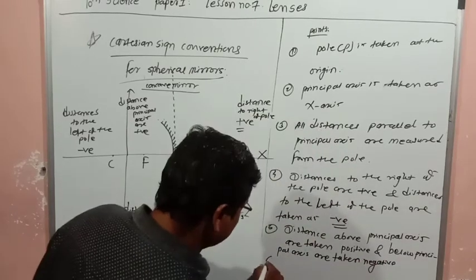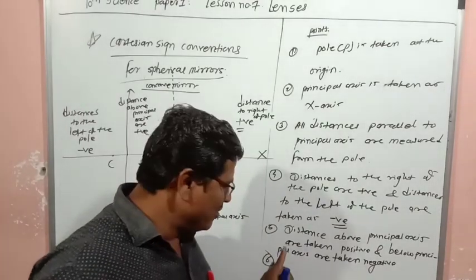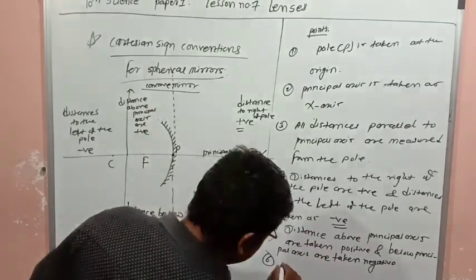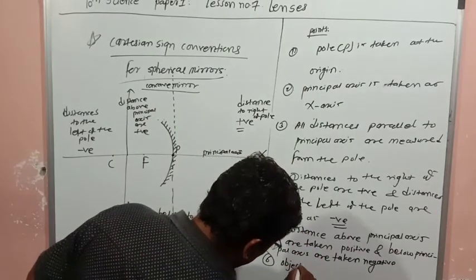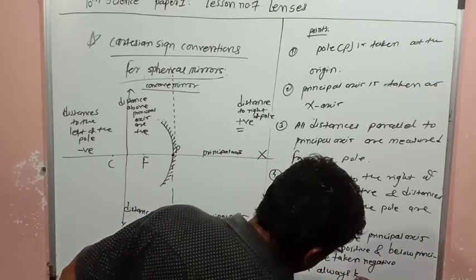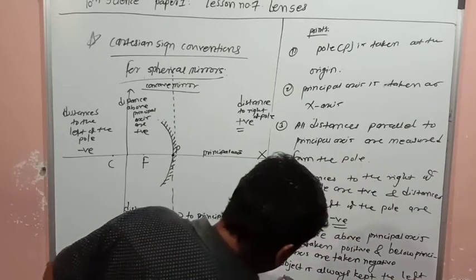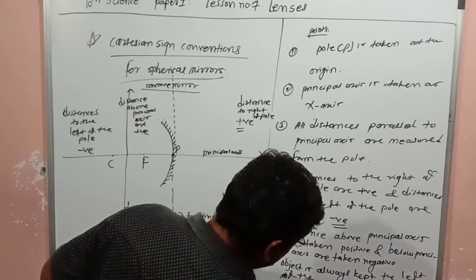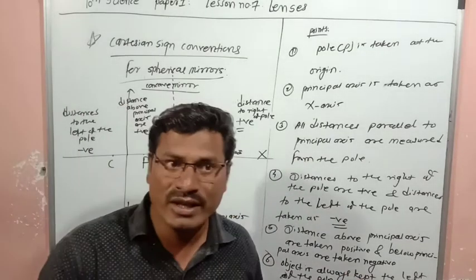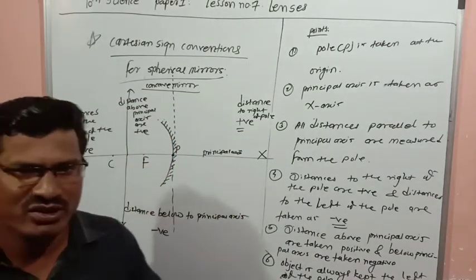And last, the sixth point is there. You have to remember, object is always kept to the left of the pole. So object distance you always take as negative. It is to the left of the pole, that means it is always negative.